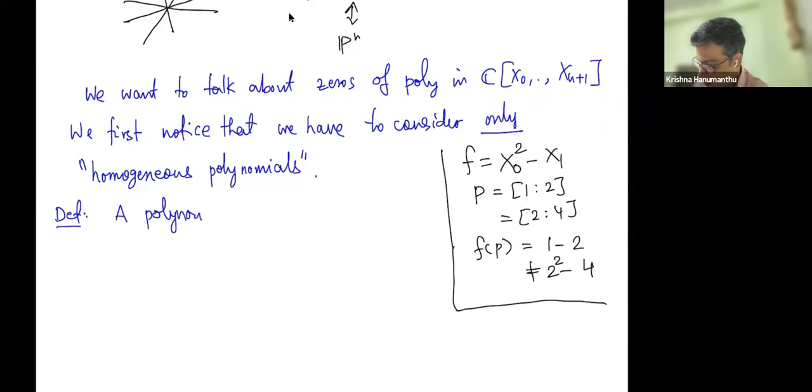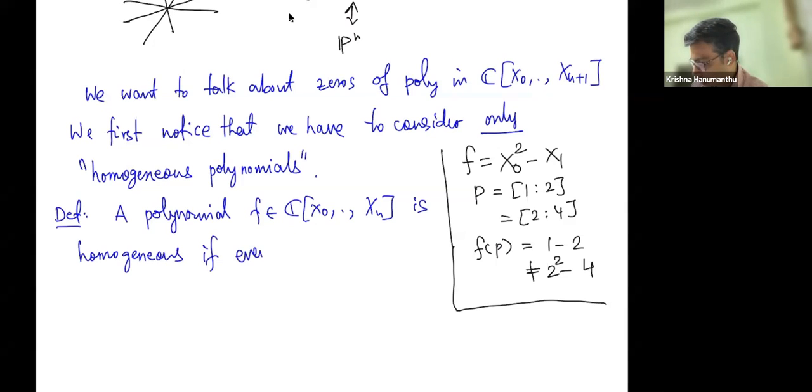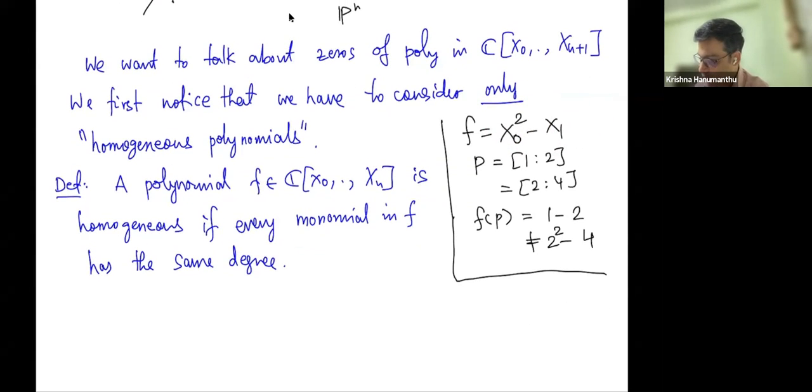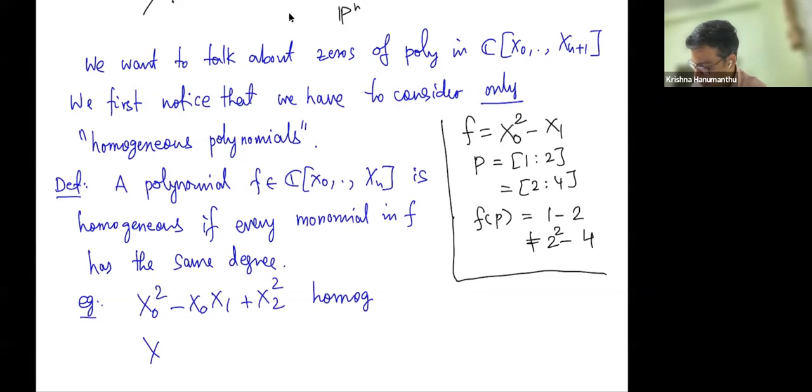You can define this any number of ways. A polynomial f in n+1 variables is homogeneous if every monomial in f has the same degree. In the example that I wrote on the right here, that's not the case, because this monomial has degree 2, and this monomial has degree 1, and that led to a problem. So we need all monomials to have the same degree. Then we say that it is homogeneous. So obviously these are easy to see. This is homogeneous, whereas this is not homogeneous.